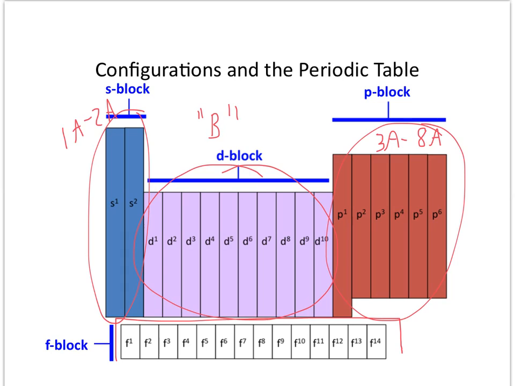Remember, the maximum number of electrons in the S orbital would be 2. The maximum in the P orbitals would be 6 total. The maximum in the D orbitals will be 10 total. And the maximum in the F orbitals will be 14 total.